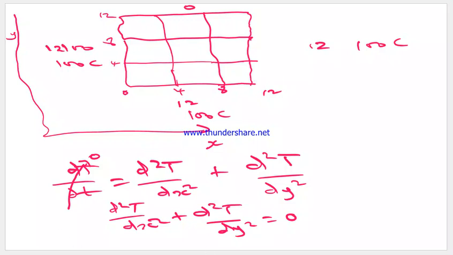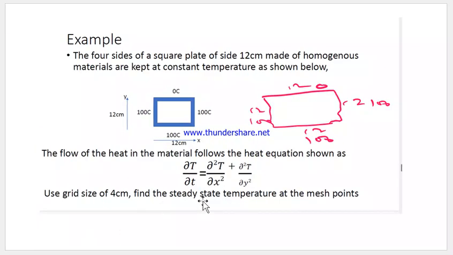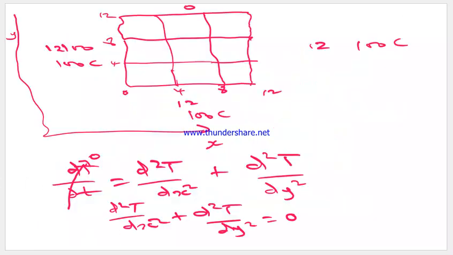So remember we are told to find the steady state temperature at the mesh points. What are the mesh points? Mesh points are the internal points of the grid. So 1, 2, 3, 4. And again, you are going to notice something. This is the center point that we have chosen. You can choose your own convenient center point.